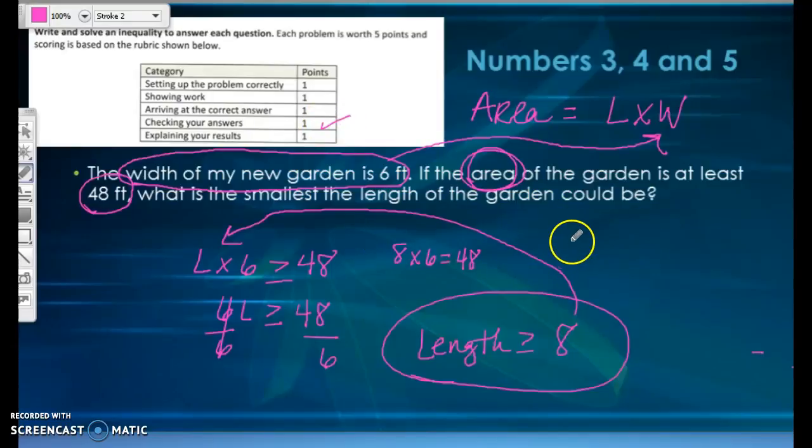This is the part that I think students miss sometimes. You can write a sentence and just explain everything that we went through. If my width was 6 and my length is unknown, but I want my garden to be at least 48 feet, then the smallest amount that my length could be would be 8. You could explain that in a sentence, or you could graph it, right? So 8, 9, 10. So we wanted the length to be equal to or greater than 8. So you could shoot your arrow this way. Okay, so you can do that to explain your result. So remember that there are 5 points for that.